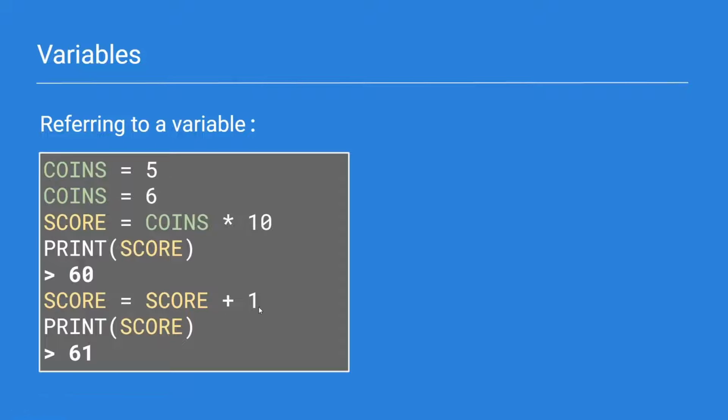So the computer here in this instruction does two lookups for this box called score. The first lookup so that it can replace the value, and the second lookup so that it can assign this newly calculated value to the variable score.